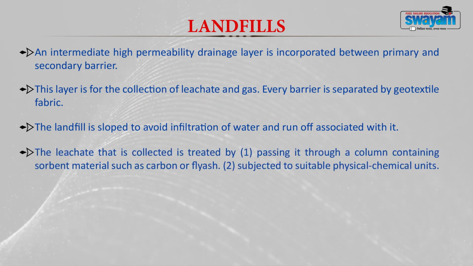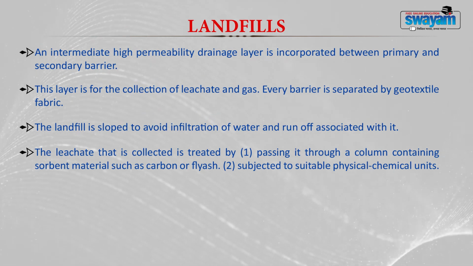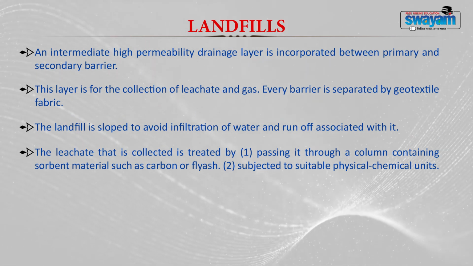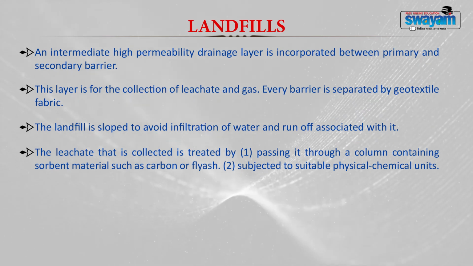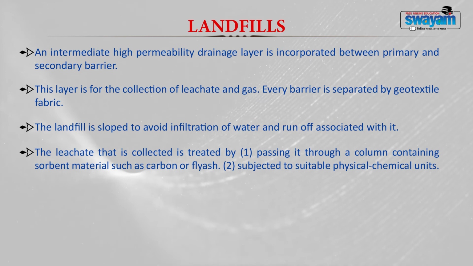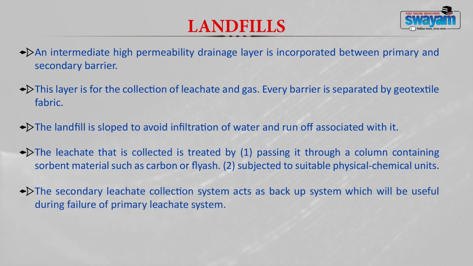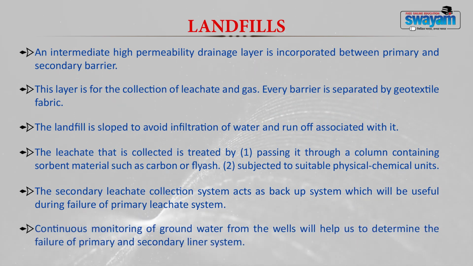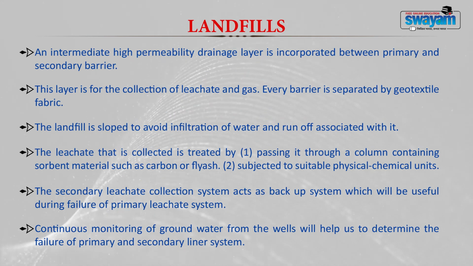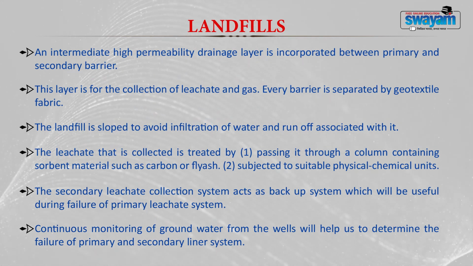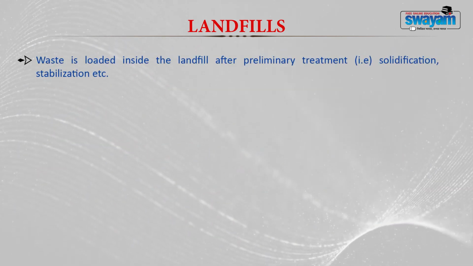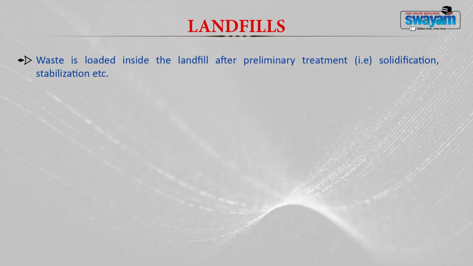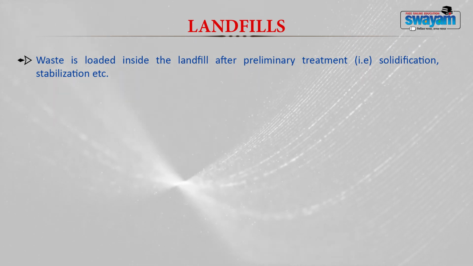The leachate that is collected will be treated either by passing it through a column containing sorbent material like your carbon or fly ash, or you can subject it to suitable physical or other chemical treatment process. The secondary leachate collection system will generally act like a backup system which will be useful during the failure of your primary leachate system. Now, the continuous monitoring of groundwater wells should be done so that it will help you to determine if there is any failure in your primary and a secondary liner system. Now, waste is generally loaded inside the landfill after a preliminary treatment like your solidification, stabilization, etc.